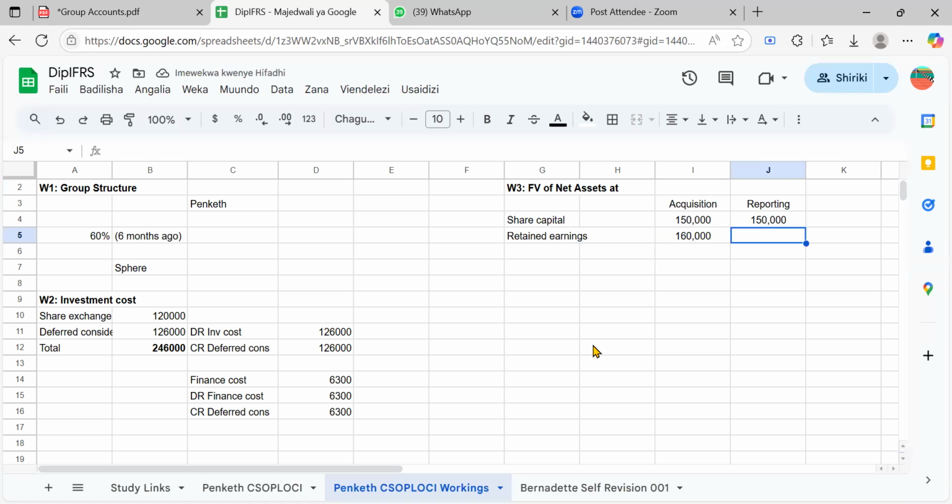What about the reporting date? The reporting date would be easy now because I have the retained earnings at the beginning, but also I have the figure for the entire year. I would have 200. I hope that is fine.